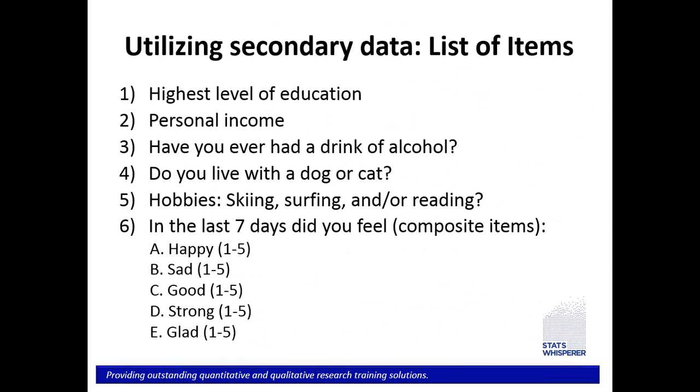It's rather simple. Okay? And there's the list of items in the secondary database. So 1, highest level of education, 2, personal income, and so on. Important to pay attention, number 6, those are called composite items, which we'll address later. That's where all the items are combined to create one overall score. And those 6A through 6E are combined to create one multi-dimensional score reflecting happiness.